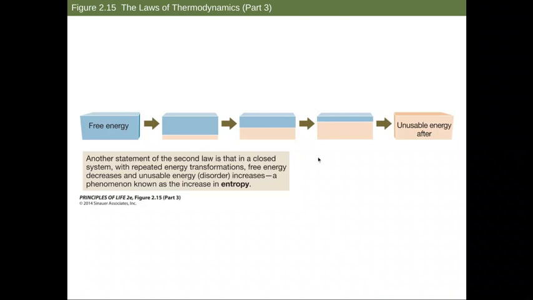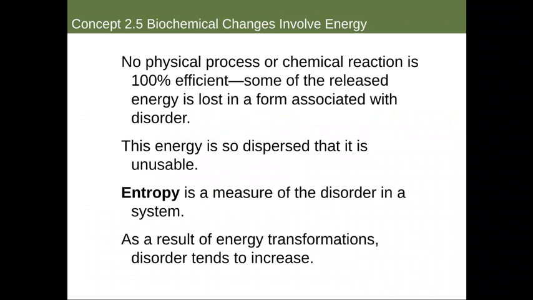Now fortunately, we are not a closed system, so we can go and eat another cheeseburger. We're not having to recycle that same cheeseburger over and over again. So again, no physical process or chemical reaction is 100% efficient. Some is lost with this disorder that we discussed. The energy is so dispersed that it is unusable. This is what we call entropy, which is a measurement of disorder in the system.